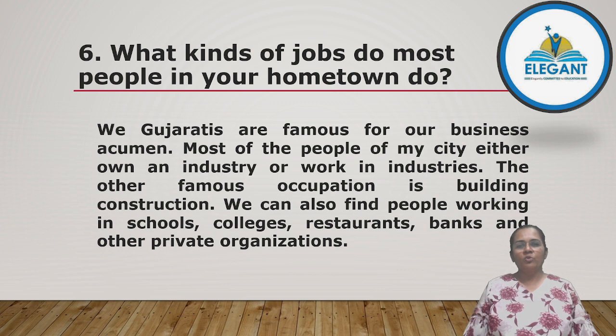What kinds of jobs do most people in your hometown do? We Gujaratis are famous for our business acumen. Most of the people of my city either own an industry or they work in industries. The other famous occupation is building construction. We also find people working in schools, colleges, restaurants, banks, and other private organizations. Now here you are going to mark one word, that is business acumen. Business acumen means expertise.